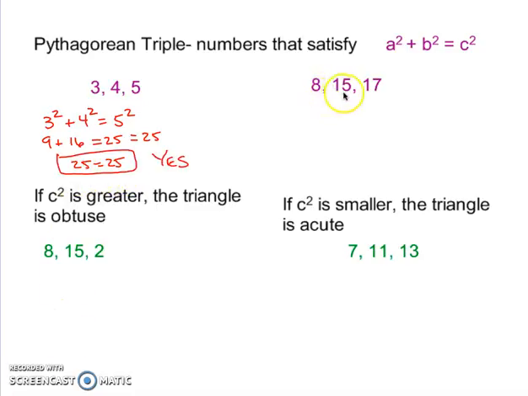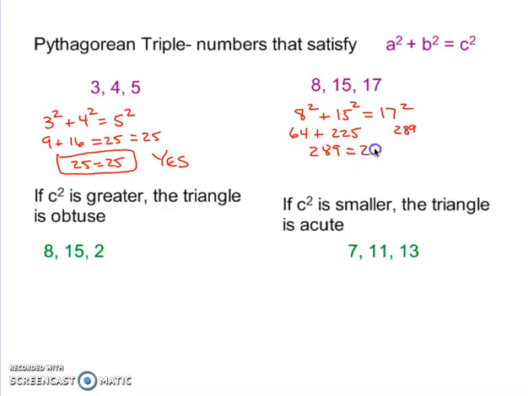In this example with 8, 15, and 17, C is 17 because that's our largest number. So if I set up Pythagorean theorem, we would have 8 squared plus 15 squared equals 17 squared. And I simplified this 8 squared plus 15 squared. So if we write these down, we'd have 64 plus 225, and that actually equals 289. And 17 squared also equals 289.